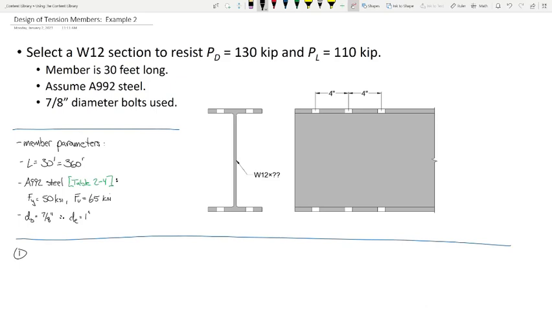When we're in design mode, remember, this problem is in design. We're trying to select the W12 section. So what do we need to do first? Factored loads. Compute Pu. Pu is 1.2 P dead plus 1.6 P live. I think we can look at the numbers and see that's the one that's going to govern. 1.2 times 130 kips plus 1.6 times 110. When we chug that out, what are we going to get? 332.